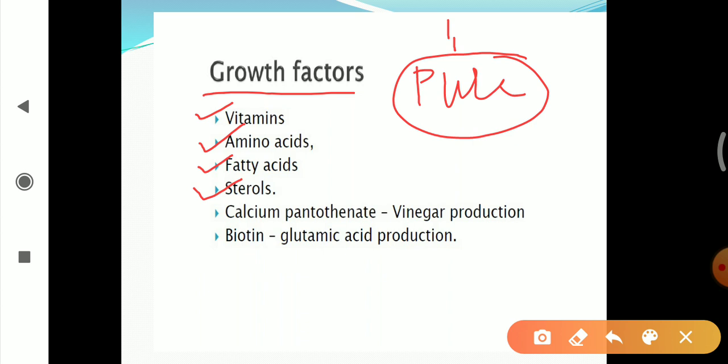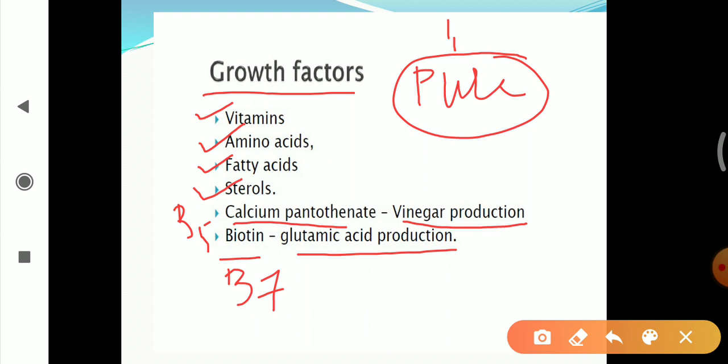Calcium pantothenate, which is vitamin B5, is used for vinegar production, whereas biotin, which is used as a growth factor, is vitamin B7 and is used for glutamic acid production.